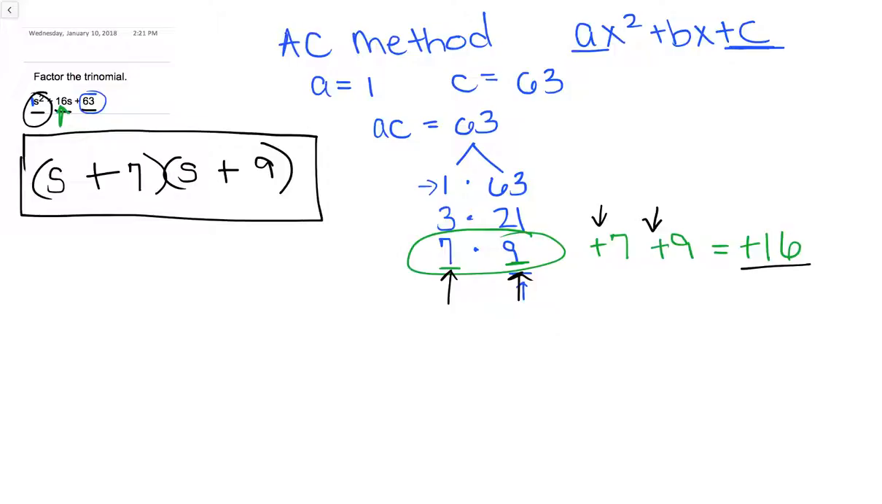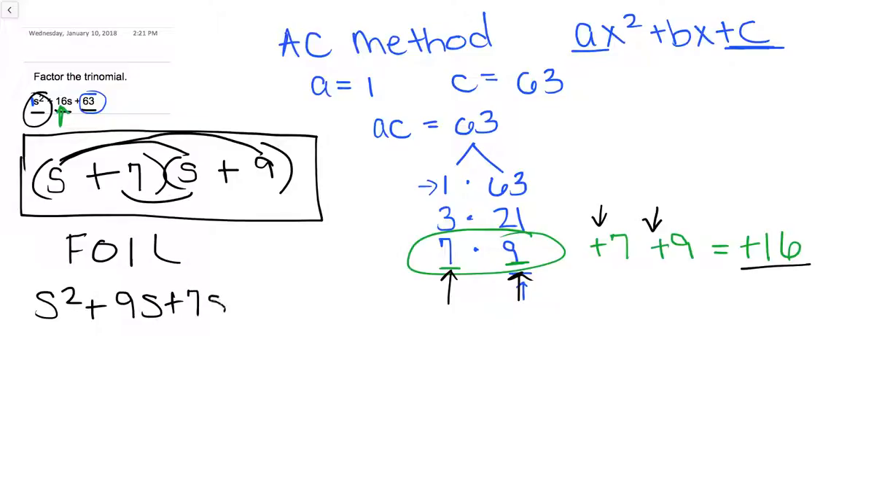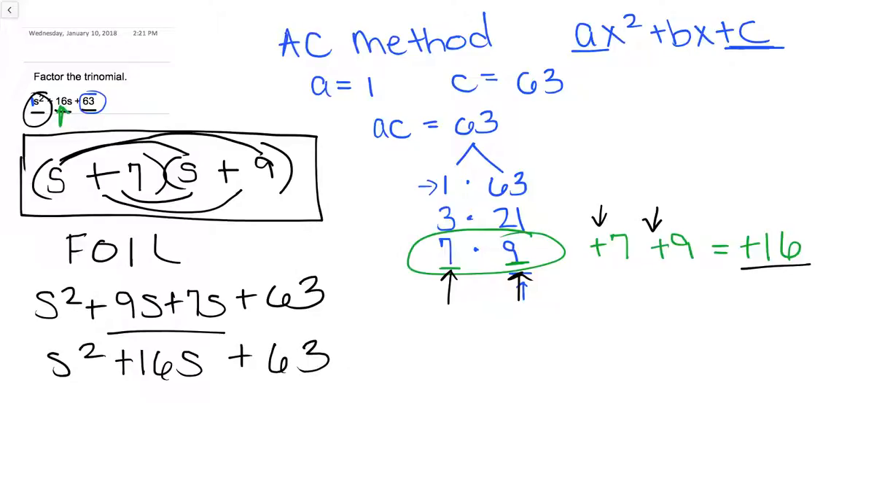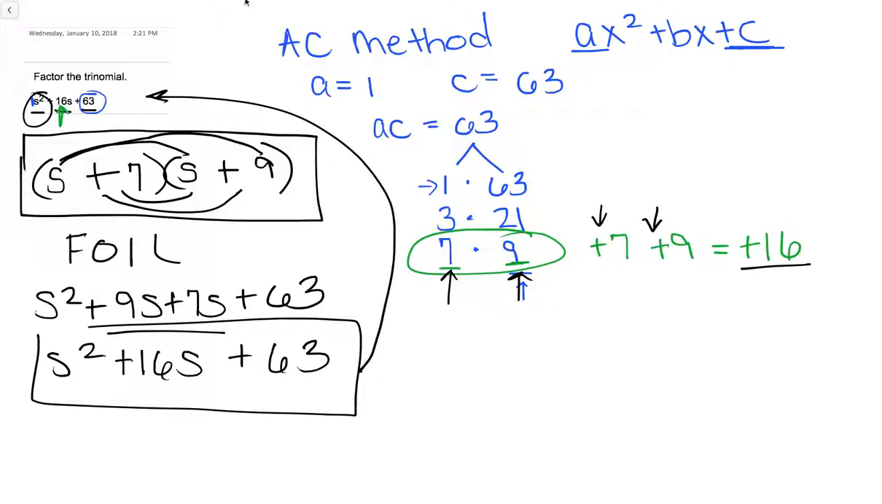To check this, we should FOIL it out. So we can multiply the first terms together. That would give us the s squared. The outer terms together, that would give us the positive 9s. The inner terms would give us the positive 7s. And then the last terms would give us a positive 63. Then when we combine the middle terms, I get the positive 16s. So I'm left with s squared plus 16s plus 63. Since this equals what I started with, I know that I factored this correctly.